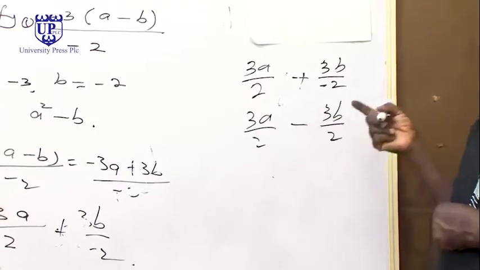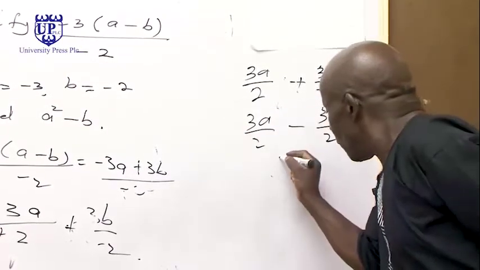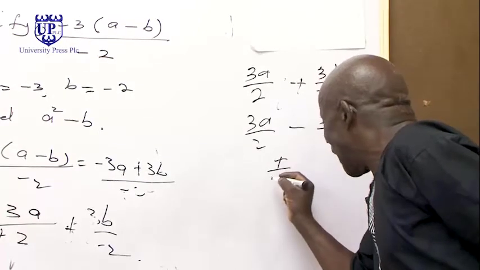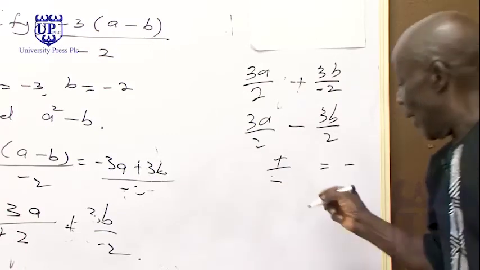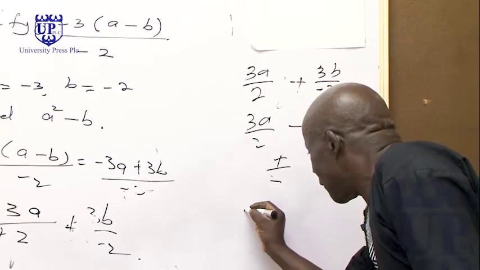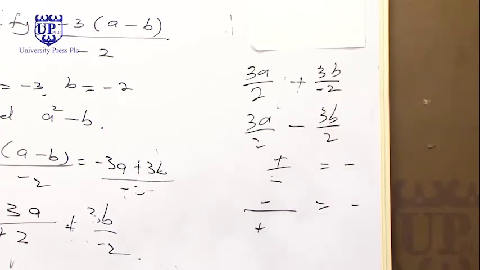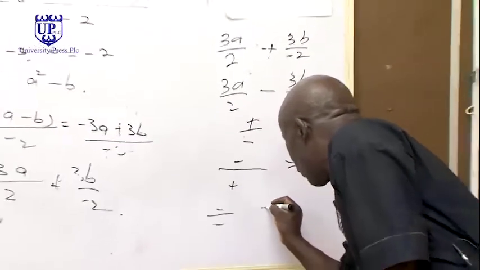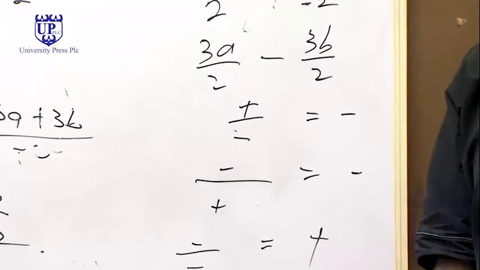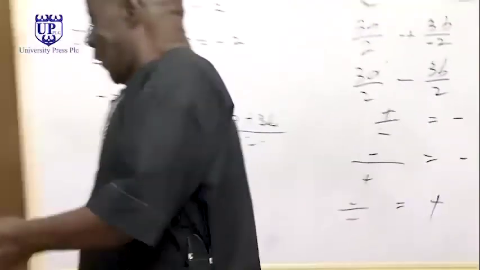What they want to find out from you is this. Please, a positive number divided by a negative number must be a negative number. A negative number, if you divide by a positive number, you will still get a negative number. And a negative number, if you divide by a negative number, you are going to get a positive number. Let's continue from there.